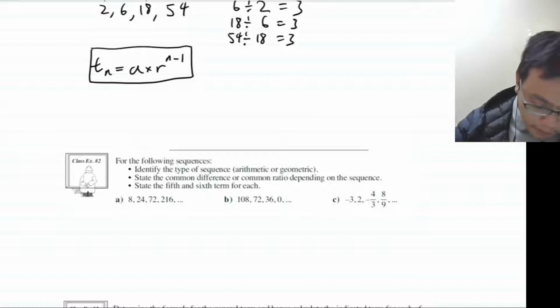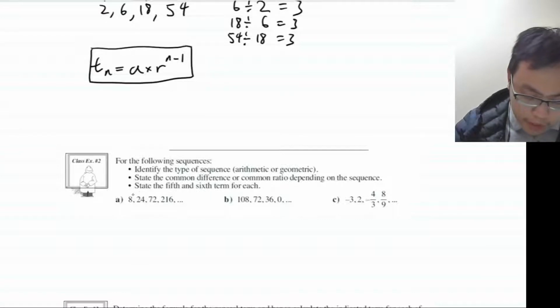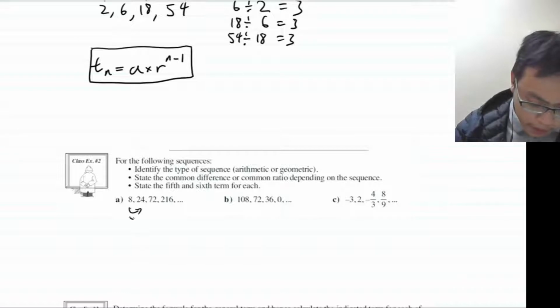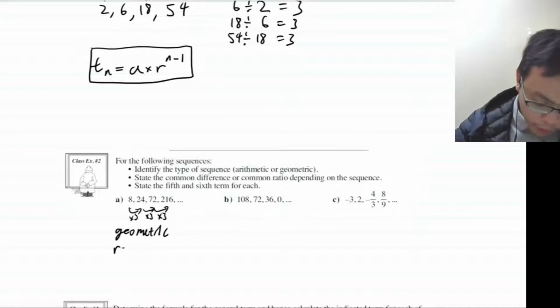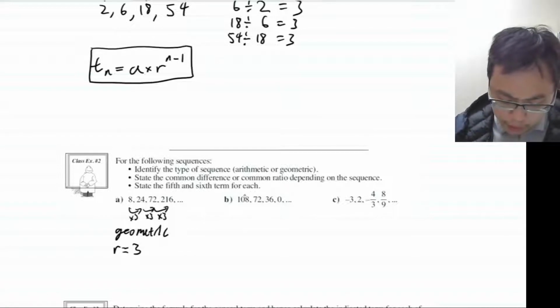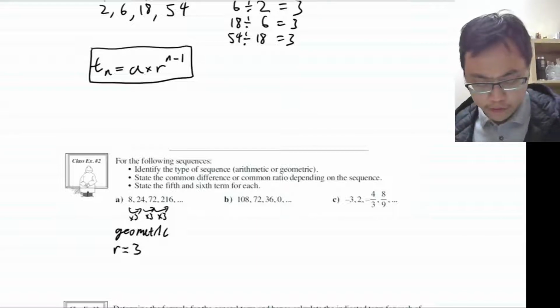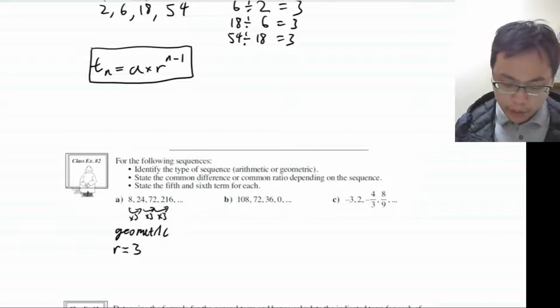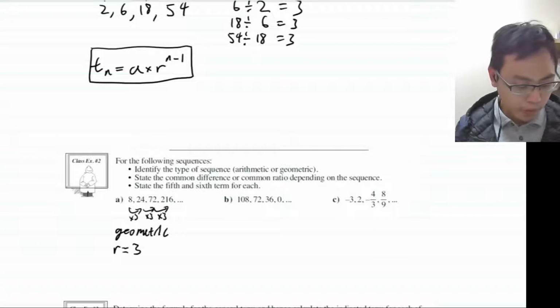So let's have a look at this. From 8 to 24, it's multiplied by 3. 24 to 72, also multiplied by 3. So I can say this is going to be a geometric sequence, and the common ratio R is going to be 3. Let's have a look at the next one. 108 to 72. If this is going to be geometric, all I have to do is divide, right? 72 divided by 108.